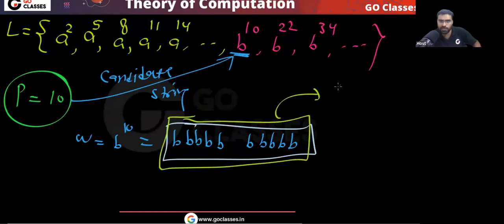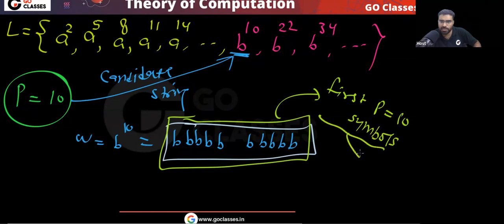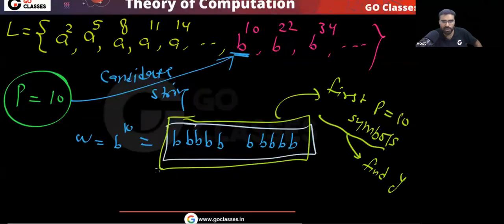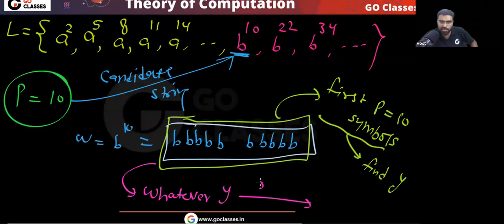These are the first p symbols. In these first p symbols, you will find y. So tell me, whatever y I take, if I repeat 0 times, the result will not belong to the language.